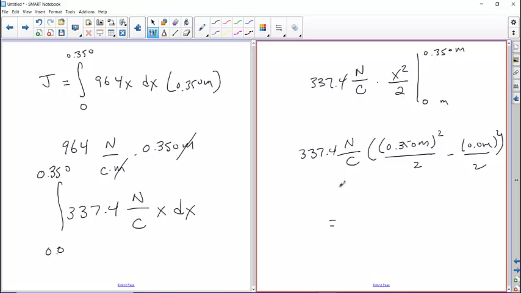So we get 337.4 times 0.35 squared divided by 2, which is 20.7 newton meters squared per coulomb. So that is the flux.